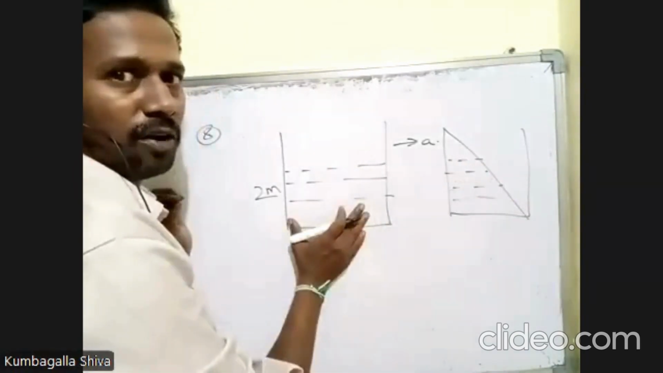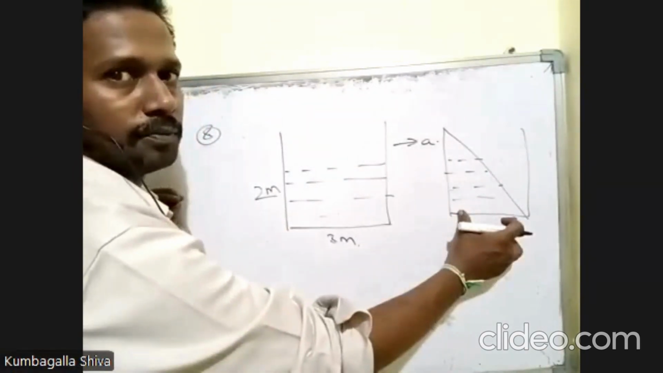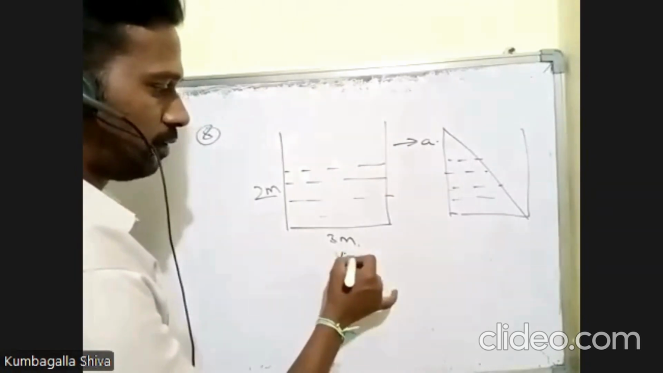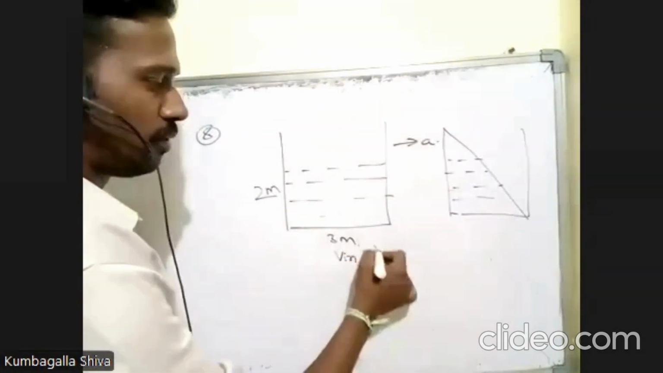So the rectangular form is converted to triangular form. Okay, but you can see that V initial will be equal to V final. That's right, isn't it?